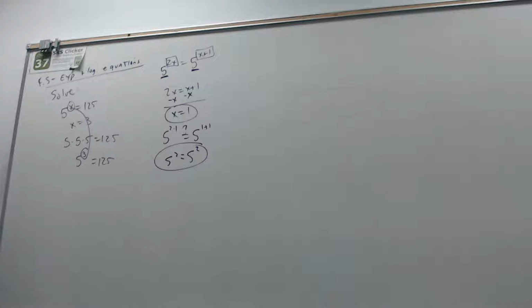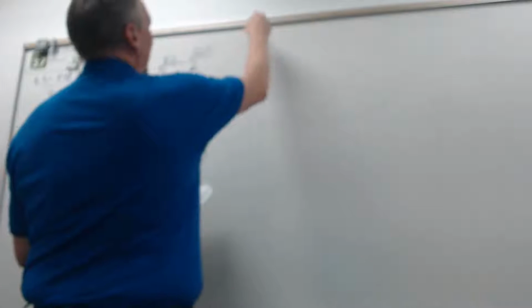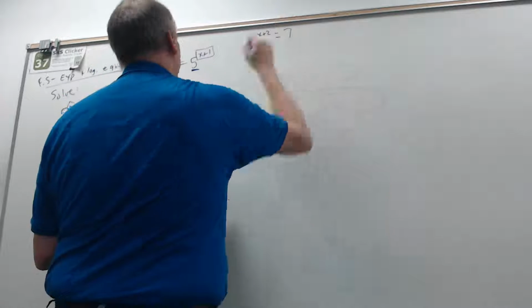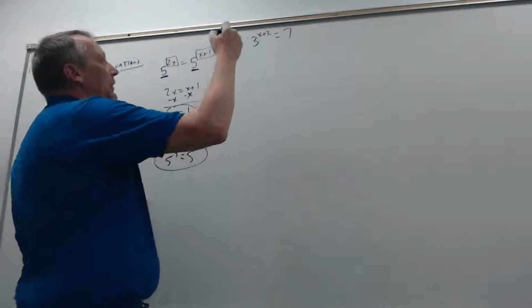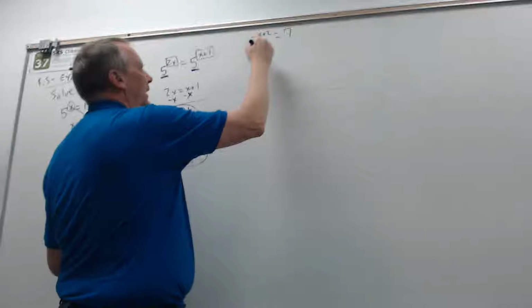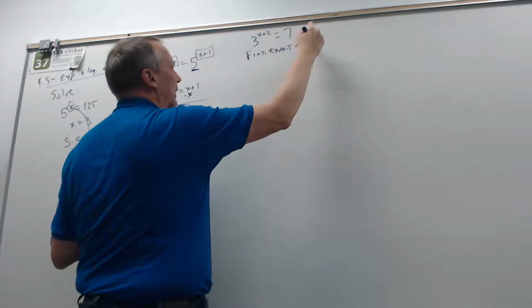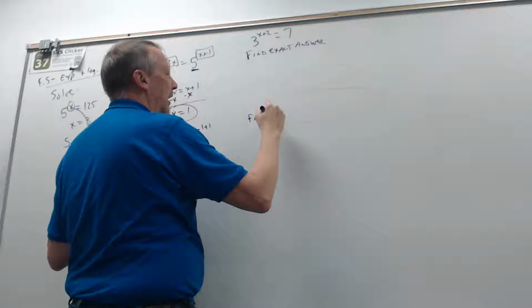Okay, so this is where the book gets a little bit tricky here. What if I said, let's get with a hard one now. What if I said 3 to the x plus 2 equals 7? That one doesn't look quite so easy. Now, I'm going to do 2 answers. I'm going to say find the exact answer and find an approximation.